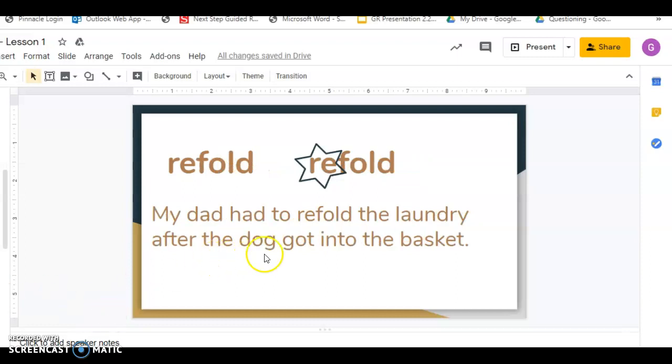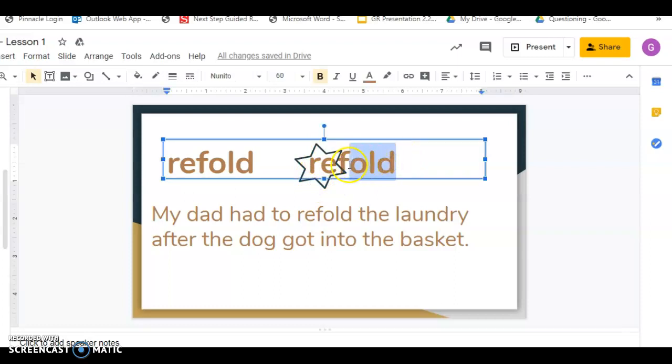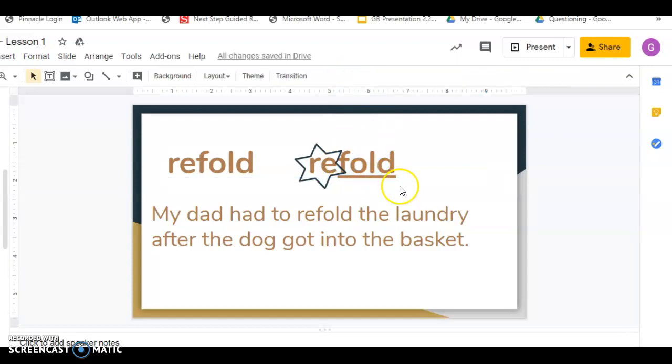Let's do another one. First, we circle the prefix re. Next, we take our underline and underline the rest of the word. Fold. Then we read the whole word. Refold. My dad had to refold the laundry after the dog got into the basket. He had to fold the laundry again.